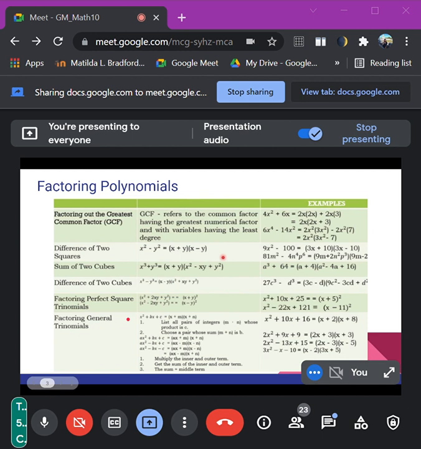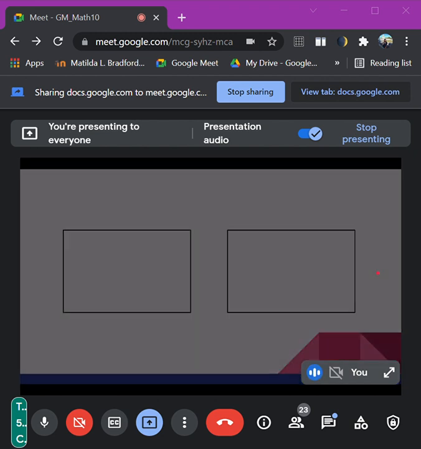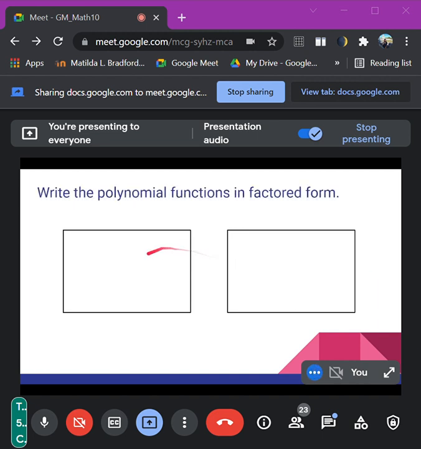So, if you got that and understood that, then you will be good at changing your polynomial function into factored form. The examples here, you can restudy if you forget, so they serve as your guide. Okay? Now, here, class, we have some examples. We are going to write the polynomial functions in factored form. So the first given is y equals 4x squared minus 81.